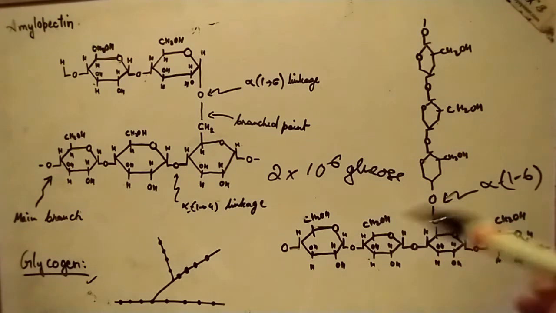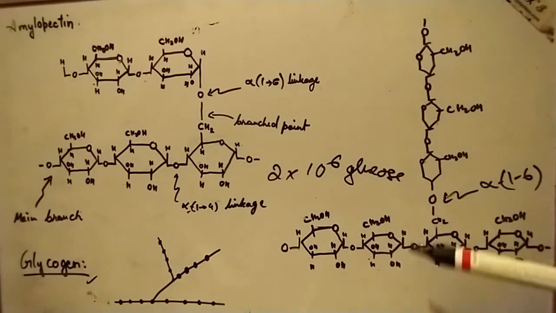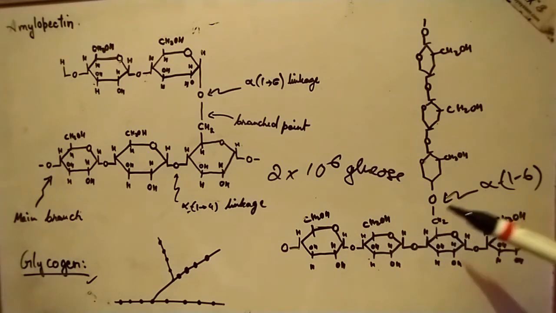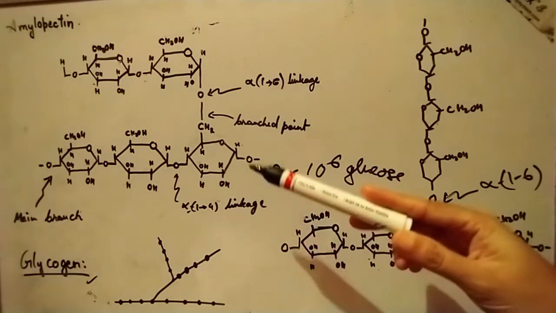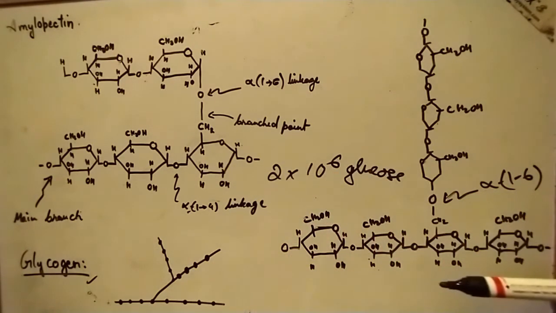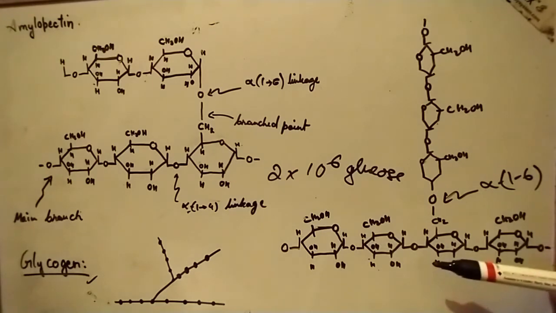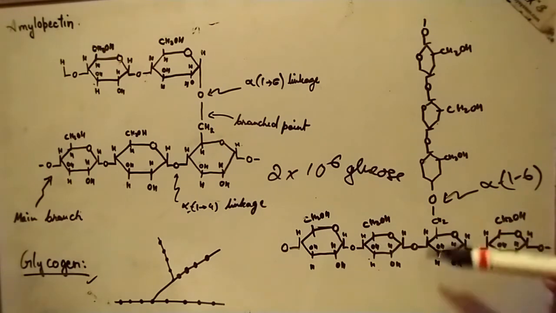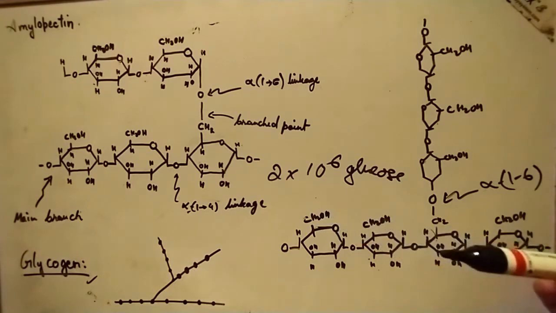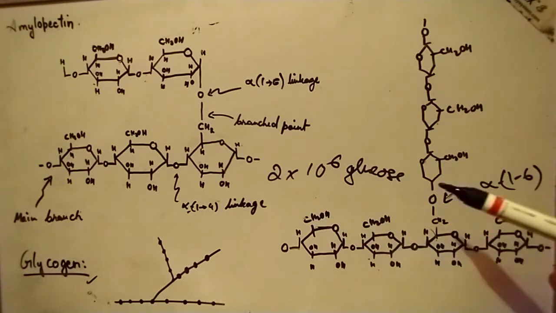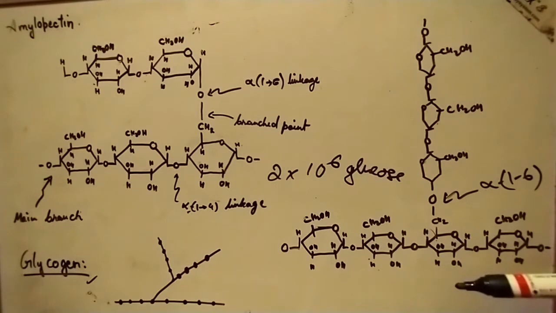But the difference is that glycogen is more extensively branched. If you remember, I said that branching occurs after every 20 to 30 residues, but in the case of glycogen, the branching occurs after 8 to 12 residues. So glycogen is more extensively branched as compared to amylopectin, and it is more compact compared to that of starch. The structure of glycogen is more compact.